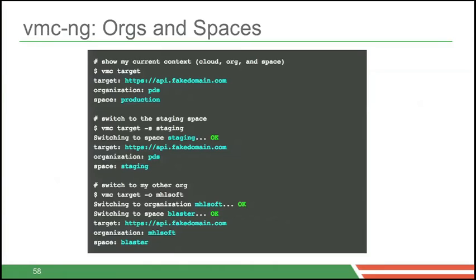So from the VMC point of view, this is how you look at it. Right now when you say VMC target, you give an API endpoint for the cloud controller. Now you can also specify some additional specifications. In this case, you are specifying staging by giving -s. So you are saying VMC target, a specific URL, -s, a specific space.